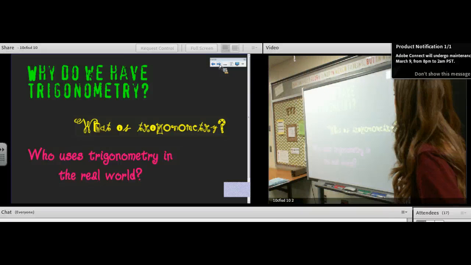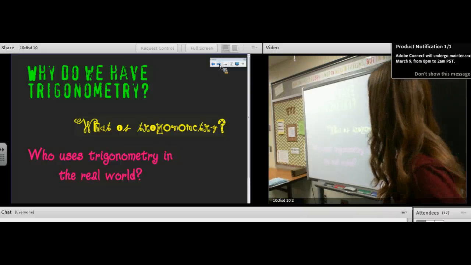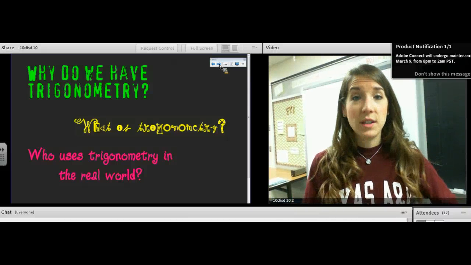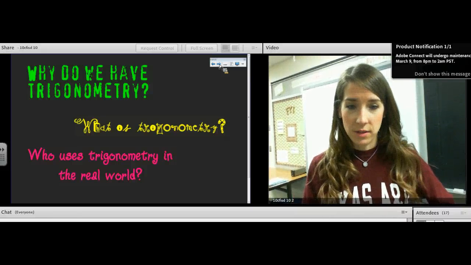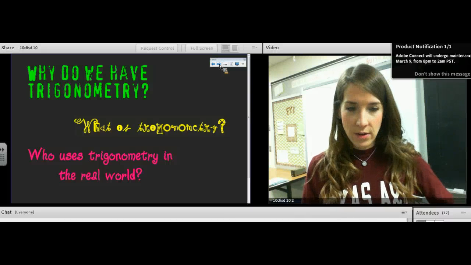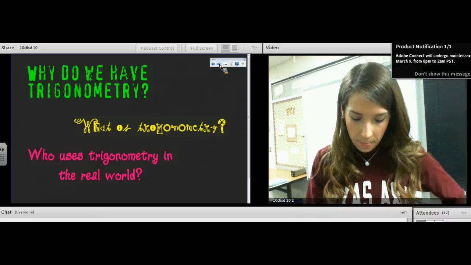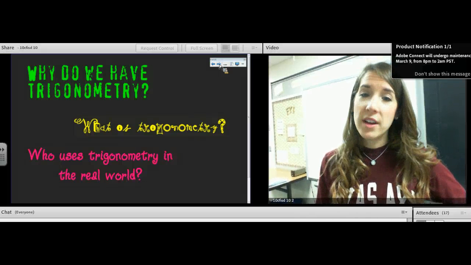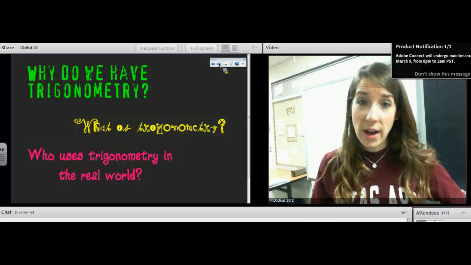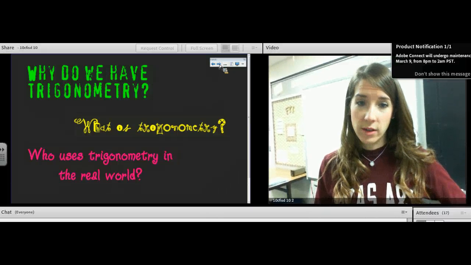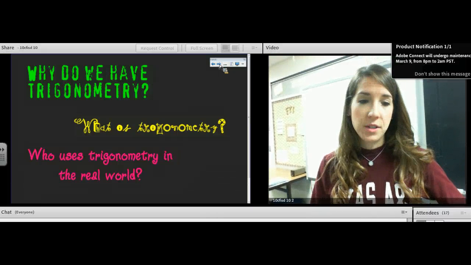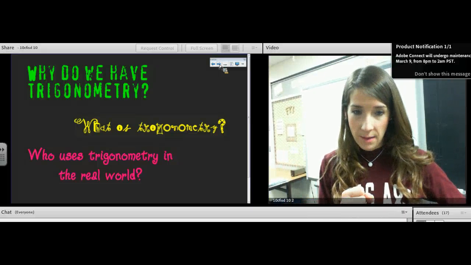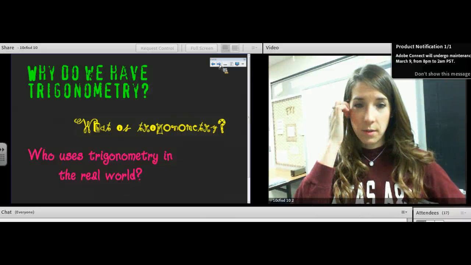So why do we have trigonometry? What is trigonometry and who uses trigonometry? Trigonometry is just another way to solve for missing sides in triangles. It's just another tool we have in our toolbox, just like Pythagorean theorem and our special right triangles. Trigonometry only works on right triangles. So if your triangle is not a right triangle, you need to make it into a right triangle.